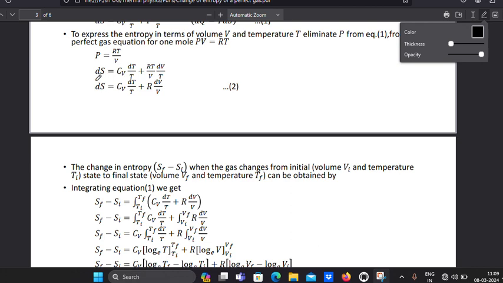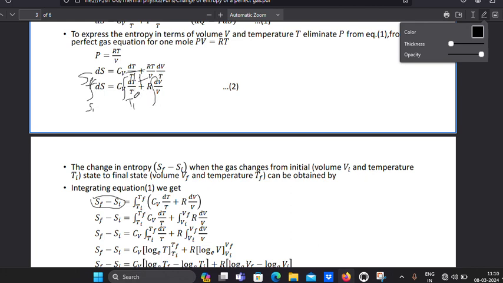Okay, so by integrating this one, where do we have to integrate? From S initial to S final. So if you integrate, then you can get this equation. Okay friends, so like this you can get. Similarly, here also you have to integrate, t initial to t final, and here also v initial to v final.